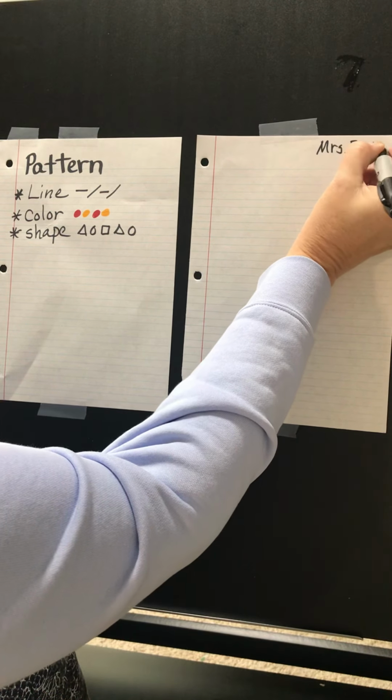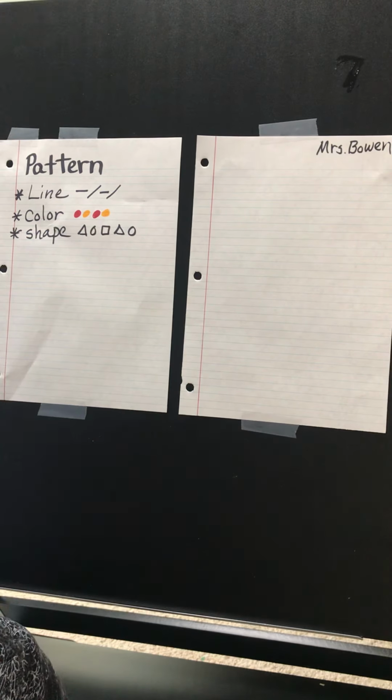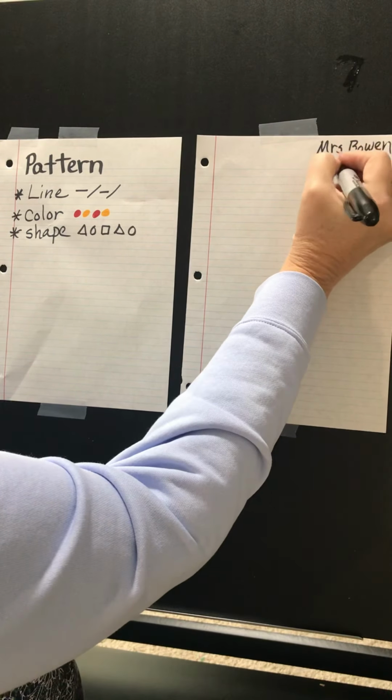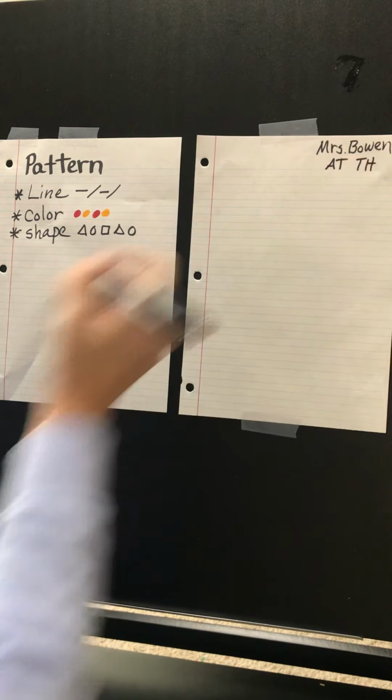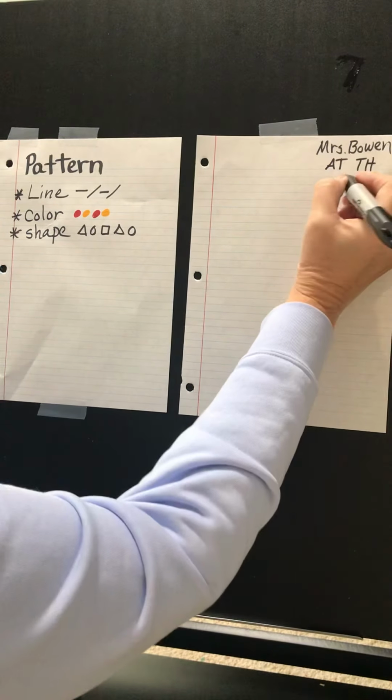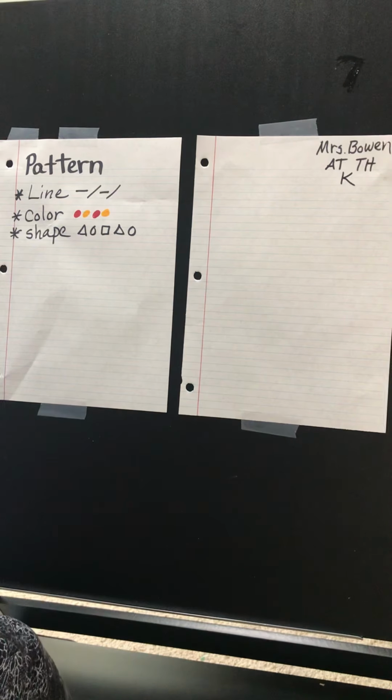Remember, my name is Miss Bowen. And then I need you to put an AT if you're an Austin Tracy student. And I need you to put TH if you're a Temple Hill student. And then you're going to put a K there because you're kindergarten.